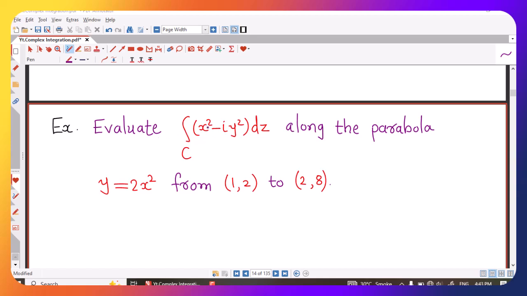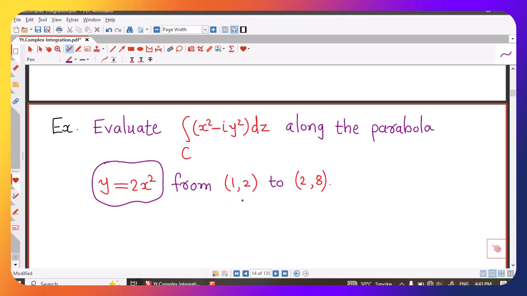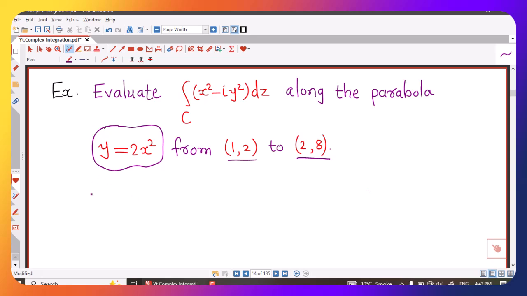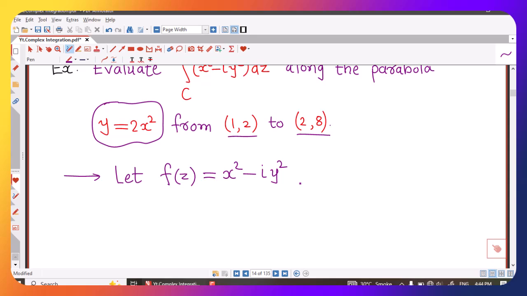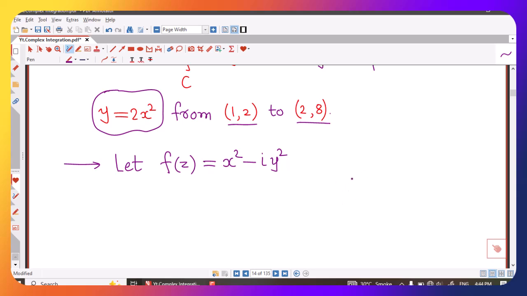Evaluate the integral of x square minus i y square along the curve C with respect to z, where this curve C is given by the parabola y equal to 2x square from (1, 2) to (2, 8). So here we have to integrate along the parabola, and our function is already given in terms of x and y. Here f of z is x square minus i times y square, and we have to integrate along this parabola y equal to 2x square from the point (1, 2) to (2, 8).